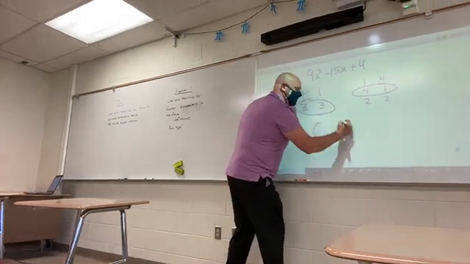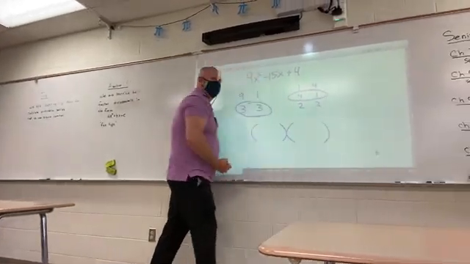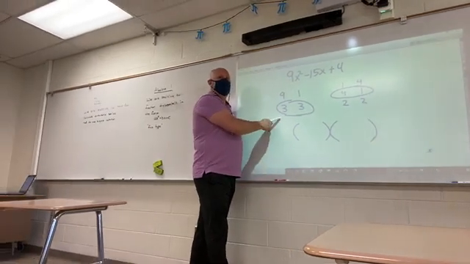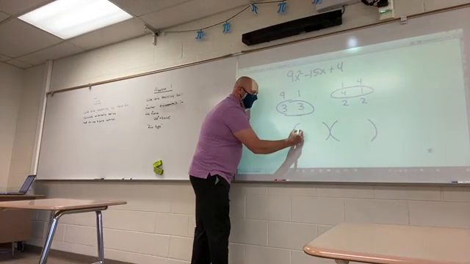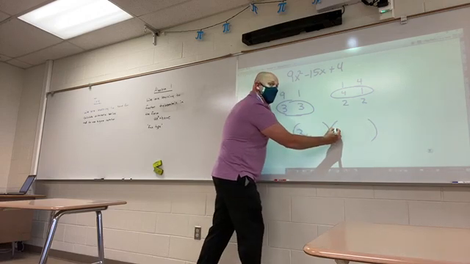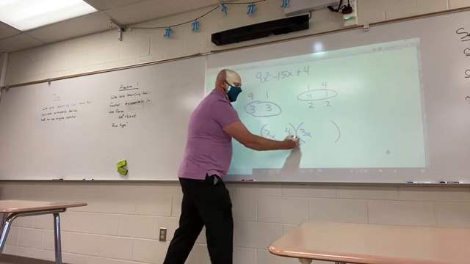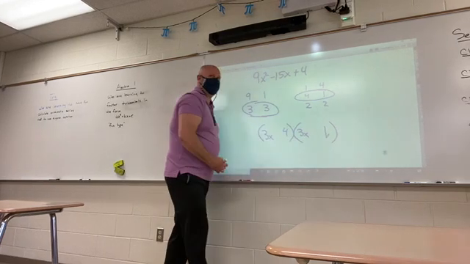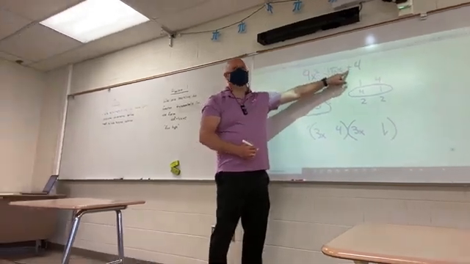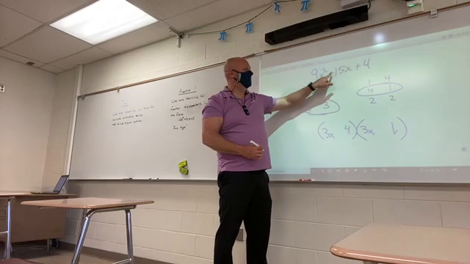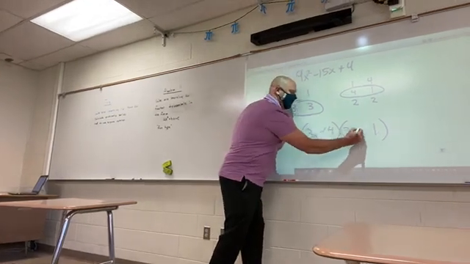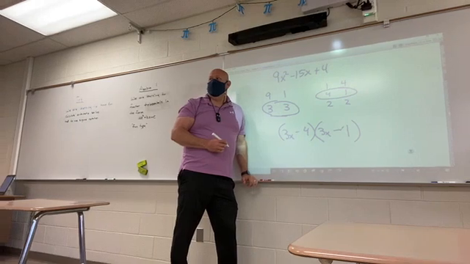But what does that mean about my answer? Where do the 3's go? This would have to be a 3x. This is going to be a 3x. What number goes here? 4, 1. My signs have to be the same. They're both negative. You are done.